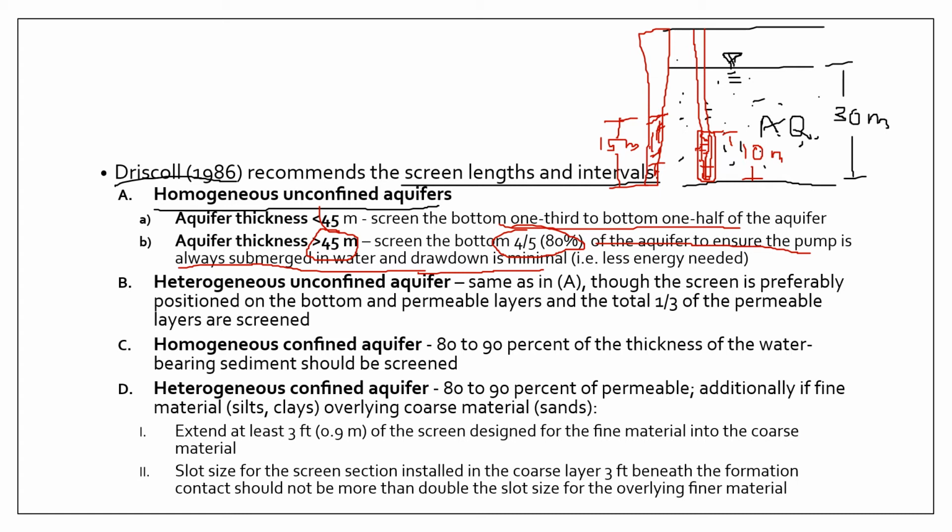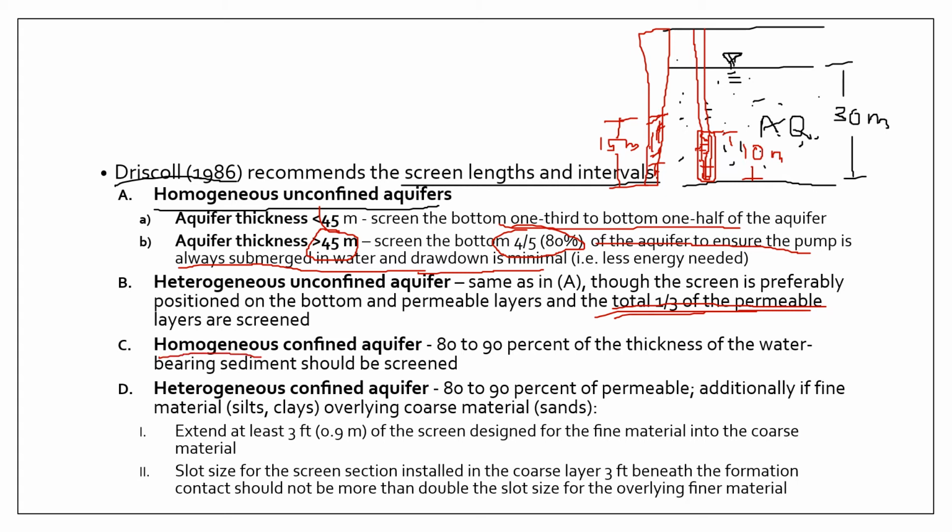Now, when you're dealing with a heterogeneous unconfined aquifer, we basically use the same criteria as in letter A. Although in a heterogeneous aquifer, we only count the permeable layers. All right, so we just count the thickness of all the permeable layers and we take one third of that or one half of that, and then we just screen that one third or the bottom one half of your permeable layers.